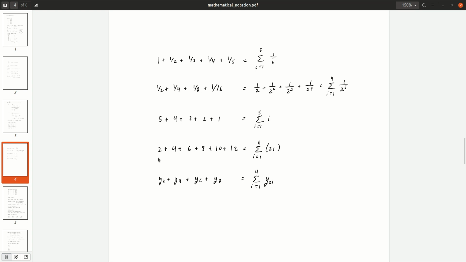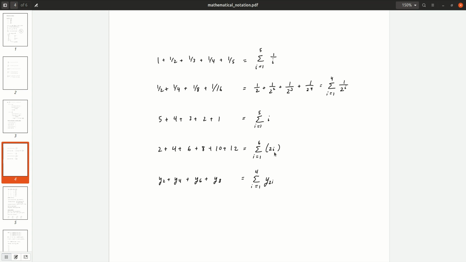All right, this one's a little bit tricky because it's not immediately obvious that this corresponds to i equals 1, this is i equals 2, this is i equals 3. But this is just 2 times 1. This is just 2 times 2. This is 2 times 3, 2 times 4, 2 times 5, 2 times 6. So one way of writing out this sum is to say i equals 1 to 6 of 2i.